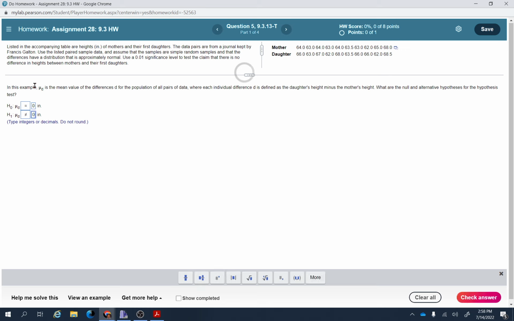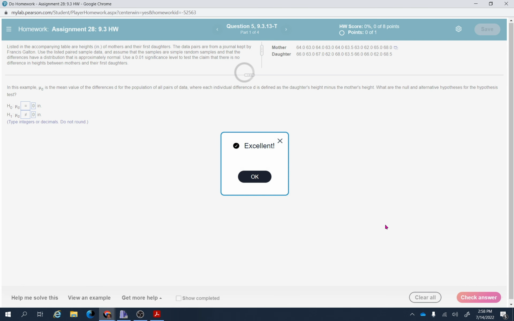So in this example, mu d is the mean value of the difference d for the population of all pairs of data, where each individual difference d is defined as the daughter's height minus the mother's height. What are the null and alternative hypotheses? The null hypothesis is there is no difference, and the alternate hypothesis is yes, there is a difference. So that means the mean should not be equal to 0.